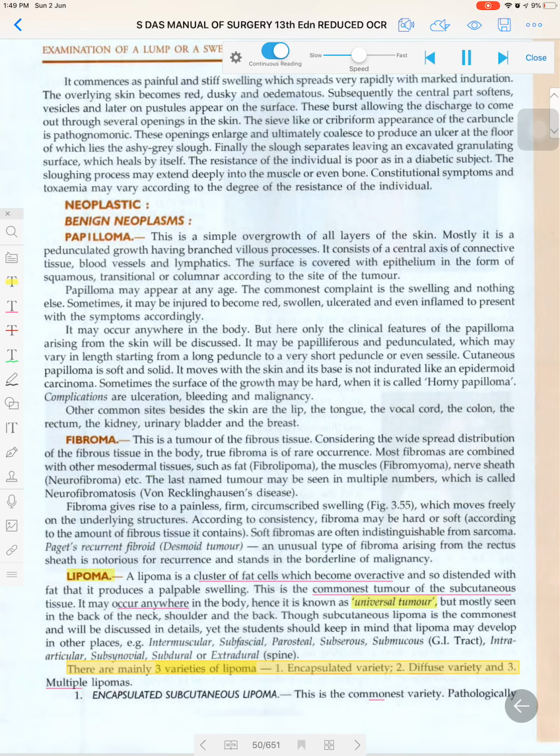There are mainly 3 varieties of lipoma: 1. Encapsulated variety, 2. Diffuse variety and 3. Multiple lipomas. 1. Encapsulated subcutaneous lipoma. This is the commonest variety.